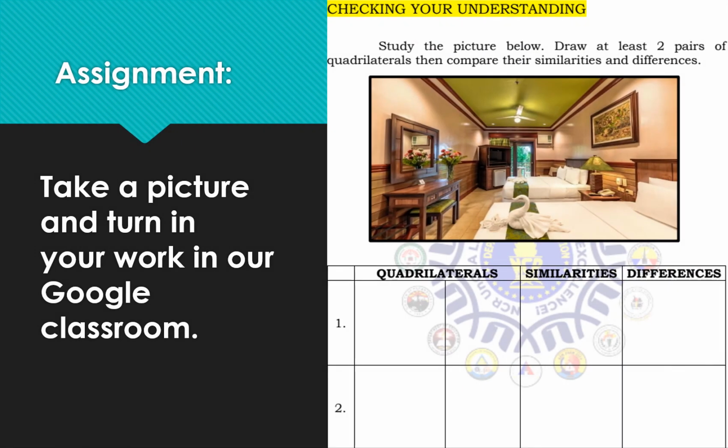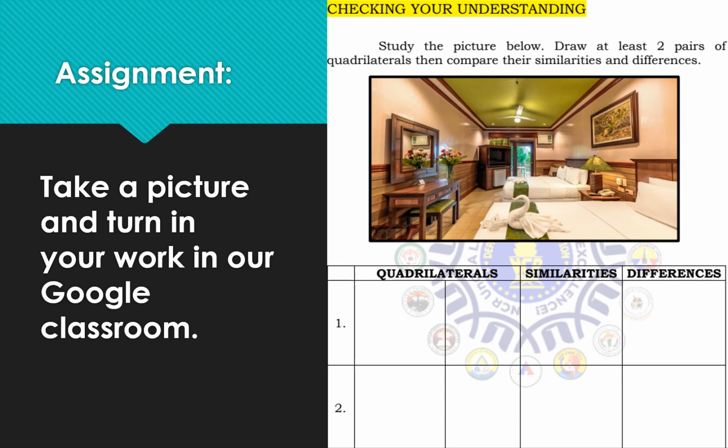Very good job, class. So now your assignment is here. Take a picture and turn in your work to Google Classroom or in ManyChat. So, checking your understanding, study the picture below, draw at least two pairs of quadrilaterals, then compare their similarities and differences. You can choose from the picture.